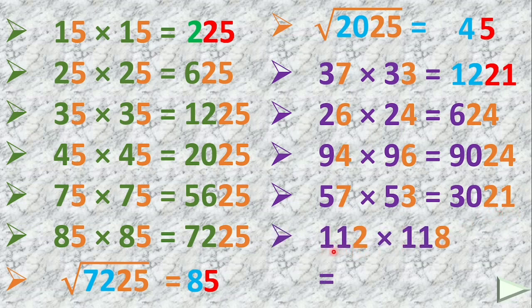Now 11 12s are 132 and 2 8s are 16. So answer is 13,216.